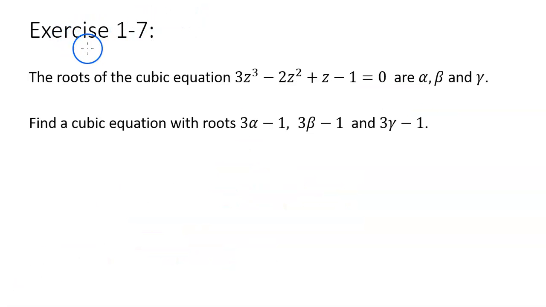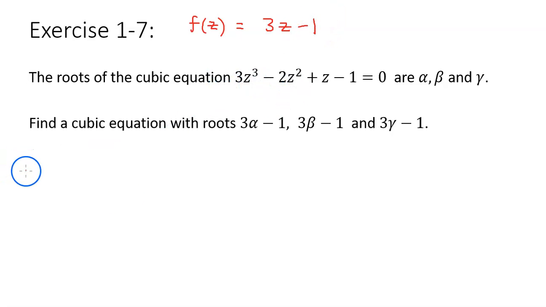And here we see a nice example of it in exercise 1.7. The roots of the cubic equation 3z cubed minus 2z squared plus z minus 1 equals 0 are alpha, beta, and gamma. We want to find a cubic equation with roots 3 alpha minus 1, 3 beta minus 1, and 3 gamma minus 1. So clearly the function f we were talking about before is going to be 3 times z minus 1. And this is an invertible function because it is a line.